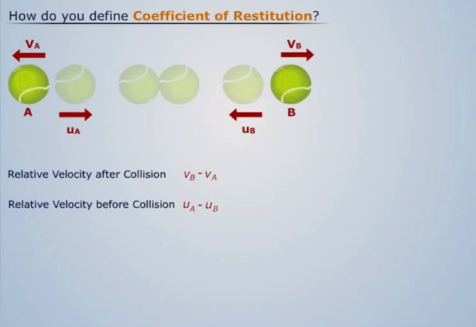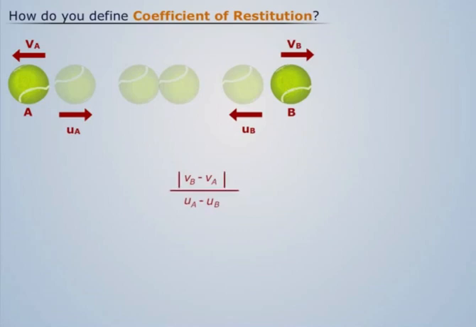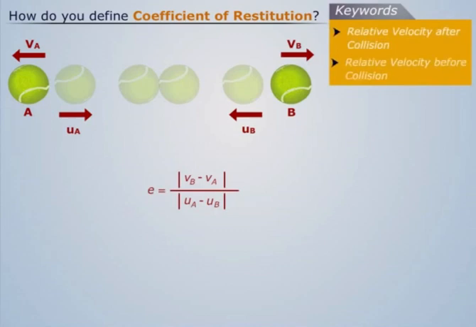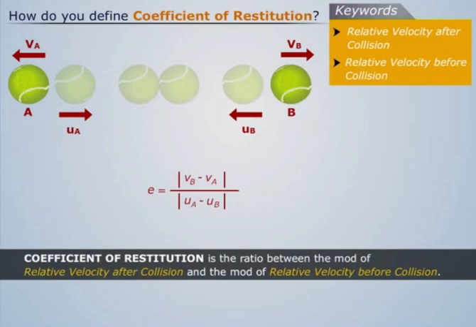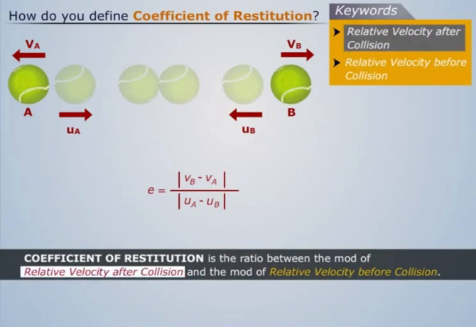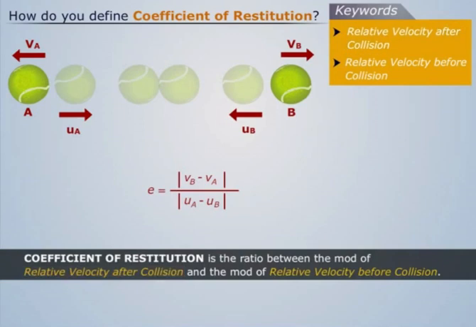Now, if we take the ratio between the MOD of relative velocity after collision and the MOD of relative velocity before collision, this will give us the coefficient of restitution. Thus, we can define coefficient of restitution as the ratio between the MOD of relative velocity after collision and the MOD of relative velocity before collision.